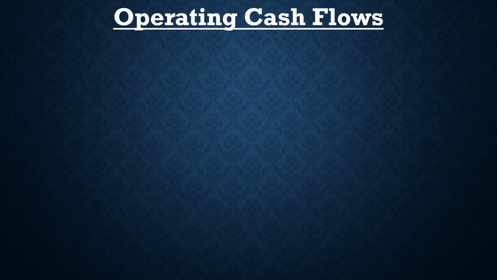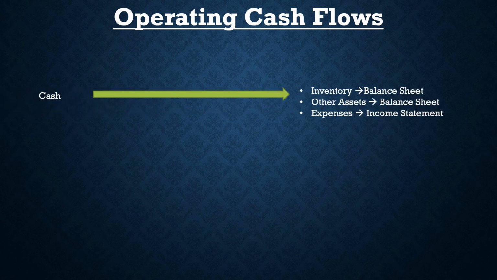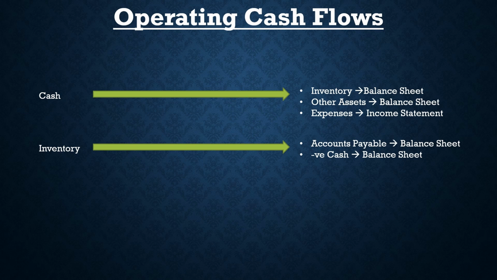When we consider our operating cash flows, we note the following. Having cash implies we can pay for inventory, which is a current asset on our balance sheet, other assets, which are typically non-current assets on our balance sheet, and expenses, which are reflected on our income statement. Having inventory implies that we are in debt if we bought it on credit, represented by accounts payable, a current liability on our balance sheet, or we have invested cash into our inventory, which decreases our cash, a current asset on our balance sheet.